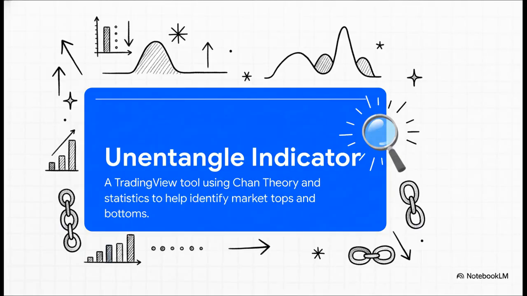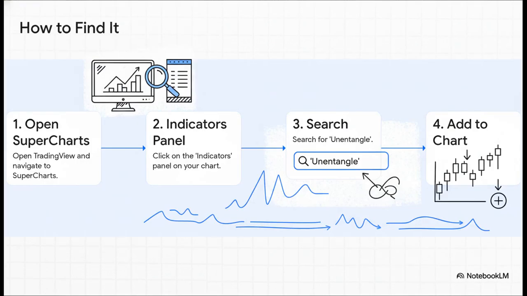Now, the tool we use for all of this is called the Unentangle Indicator on TradingView. It's built on something called Chan theory, which is just a way of looking at market movements not as random noise, but as these overlapping trends of different sizes. It then uses some pretty cool statistics to tell you the probability that any one of those trends is about to hit a peak or a bottom. And hey, if you want to try this for yourself, it's really straightforward. Just open up the supercharts on TradingView, head over to the Indicators panel, search for Unentangle, and just add it to your chart. You can run this exact same process on any stock or index you're following.